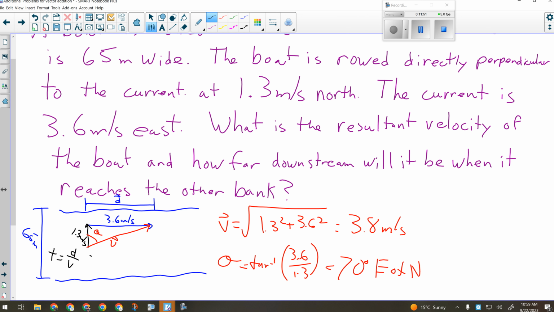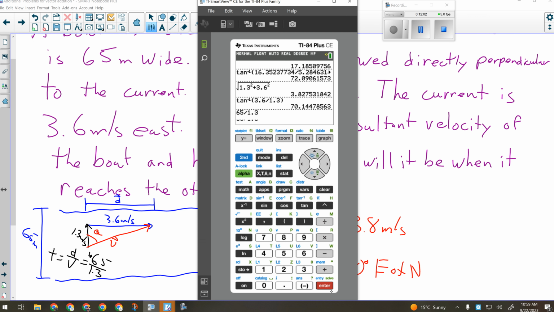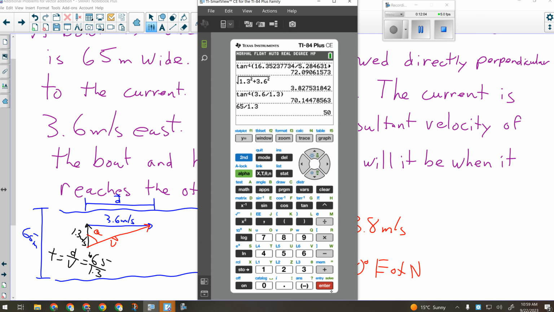So d over v, 65 meters divided by 1.3. Okay, 65 over 1.3. So it'll take 50 seconds. That worked out well. Okay, 50 seconds to get across.